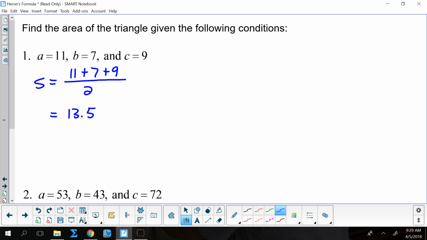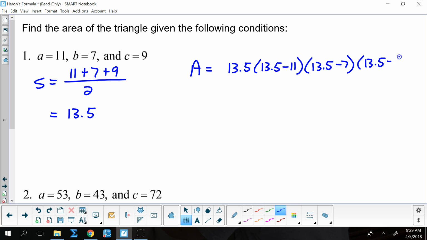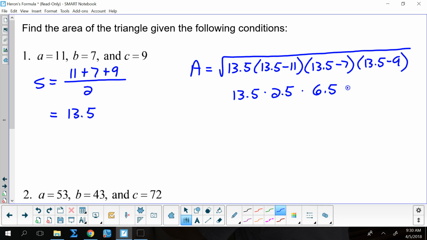Okay. So the area here of this triangle is going to be 13.5 times 13.5 minus 11 times 13.5 minus 7 times 13.5 minus 9. 13.5 is 13.5. 13.5 minus 11 is 2.5. 13.5 minus 7 is 6.5. 13.5 minus 9 is 4.5.